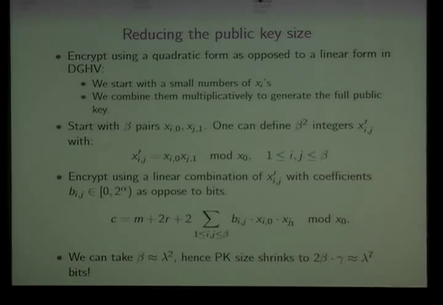If you analyze your various constraints, you find that the number of pairs of elements you can take is about lambda squared. So your public key will be two beta elements of size gamma, which was lambda to the fifth power. So it's lambda 2 times lambda 5, lambda 7, so it's still pretty large, but compared to lambda to the 10, it's a significant improvement.